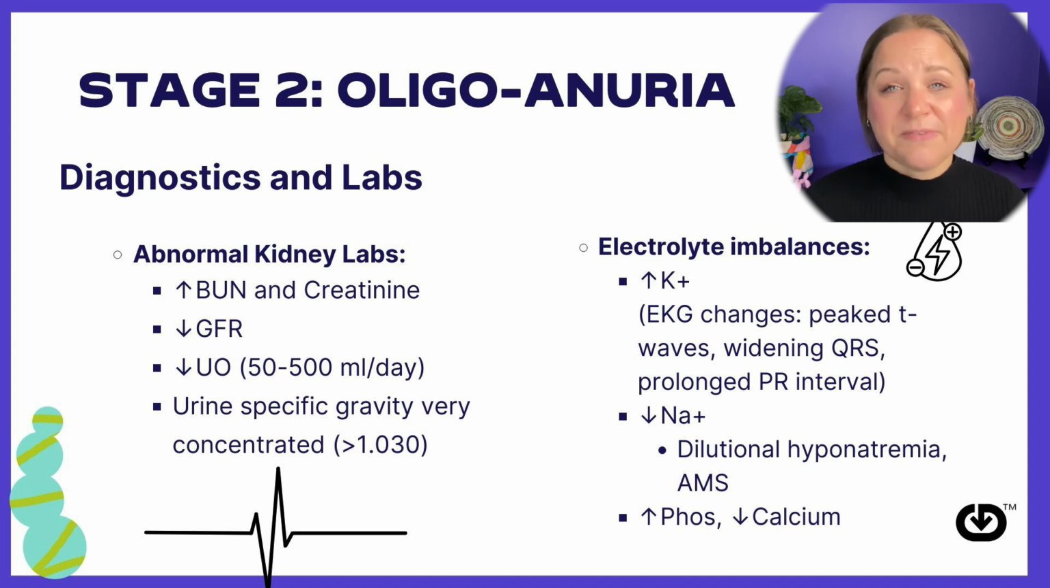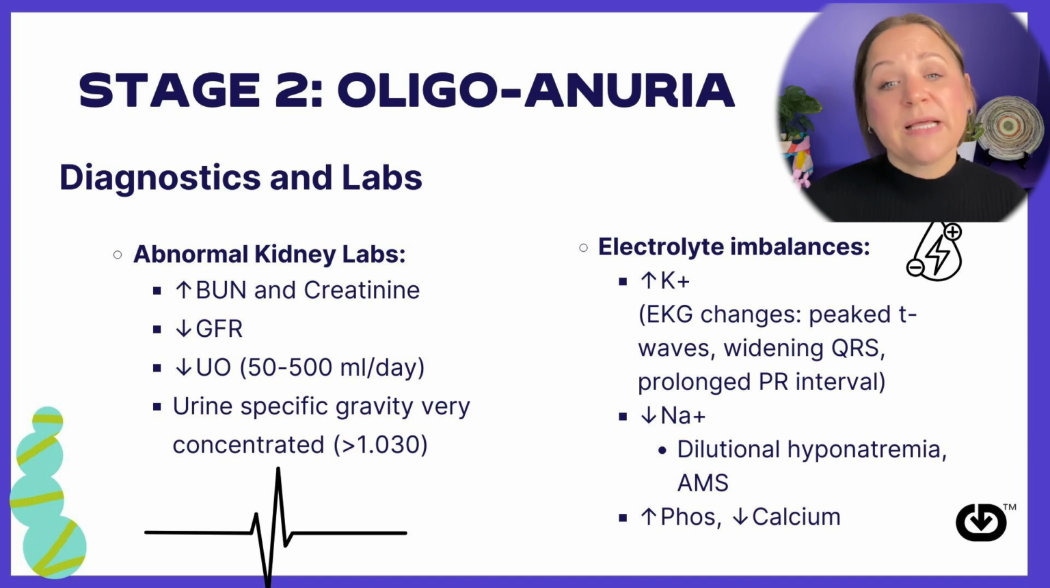imbalances. Specifically, the BUN and creatinine are going to increase. The GFR is going to decrease because the GFR tells us the filtration rate. And so if our kidneys are not doing a good job of filtering, the GFR will go down. We'll also see a decrease in urine output to approximately 50 to 500 mLs per day. And the specific gravity of any voided urine will be very concentrated, greater than 1.030.